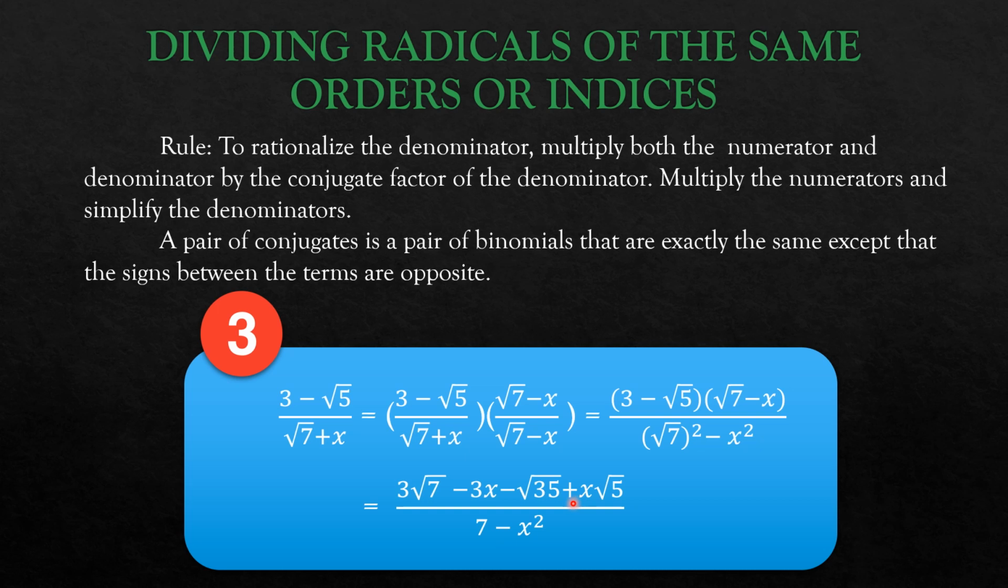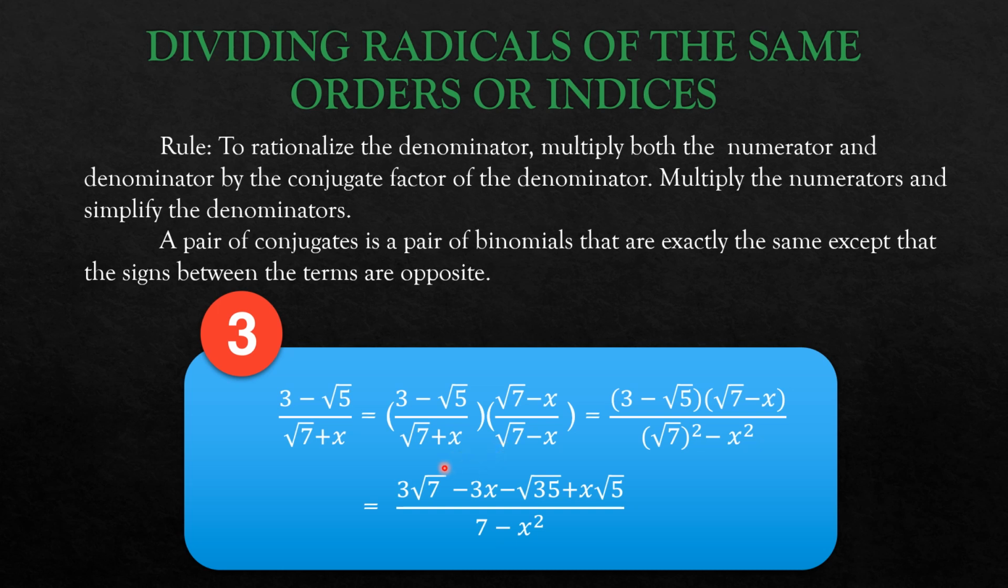Okay, why did it become positive? Because negative times negative is positive. So, this is now our numerator. Now, as for the denominator, okay, square root of 7 raised to 2, or square root of 7 squared minus x squared. And then, here, what we applied is the product of the sum and difference of two binomials.